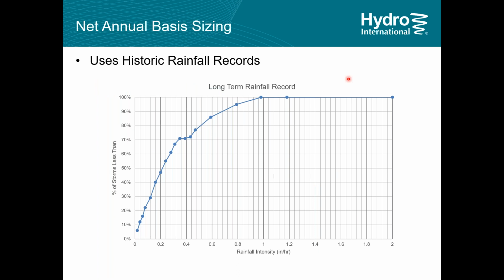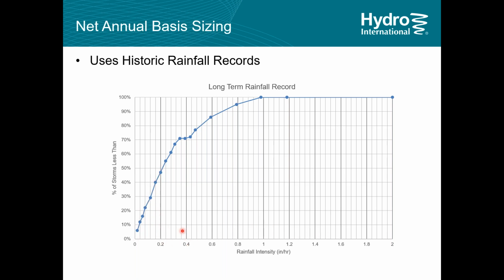With the net annual sizing, this is kind of where you need a spreadsheet, the vendor software to do this, because you do quite a number of calculations. If we look at a long-term rainfall record and we put intensity along the bottom here and the chance, the percentage of storms exceeding that intensity or less than. So if we look at this, say 0.2 inches per hour, 48% of the storms are less than that intensity.